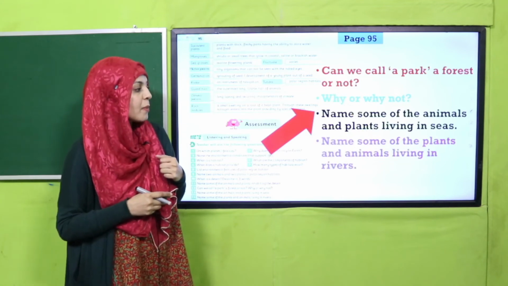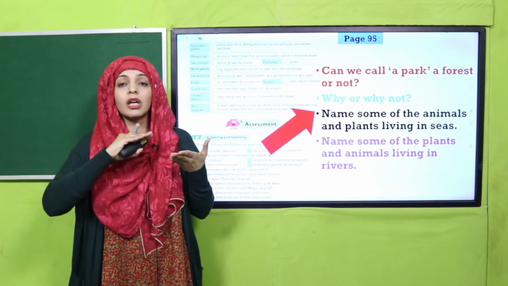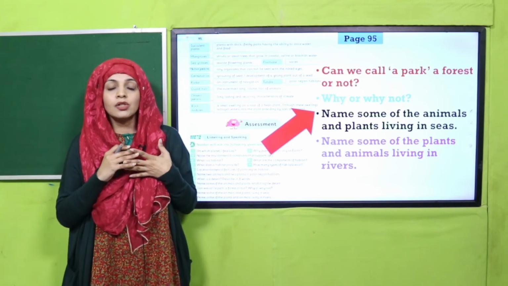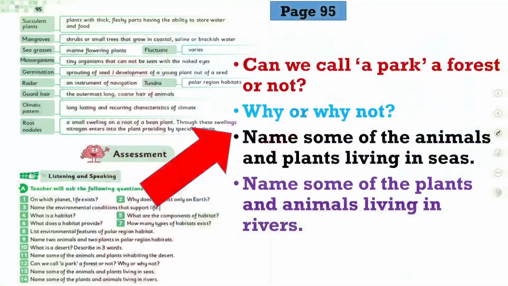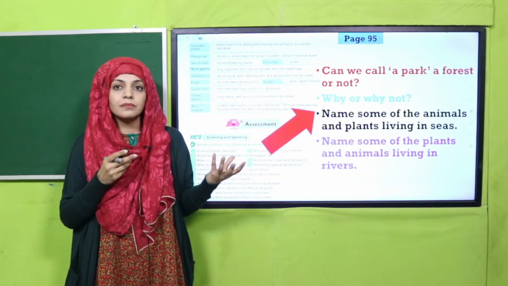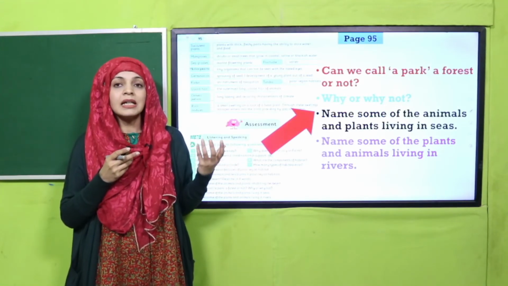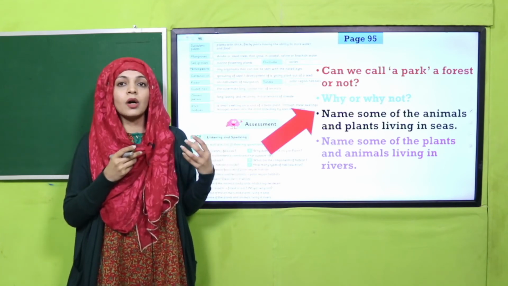Now name some of the plants and animals living in rivers. Now we are talking about river habitat. So some animals: trout, salmon. Very good. Now the plants that grow over there: river grass. That is a river plant.